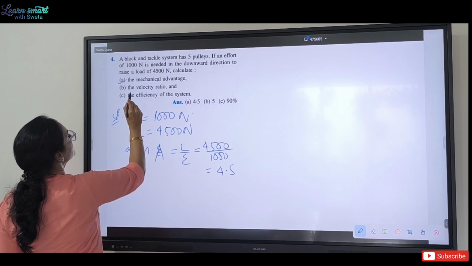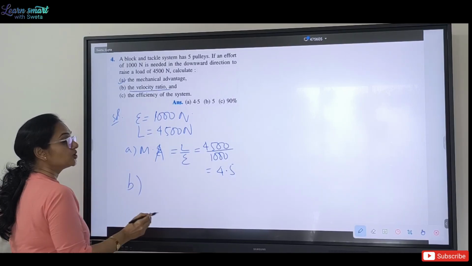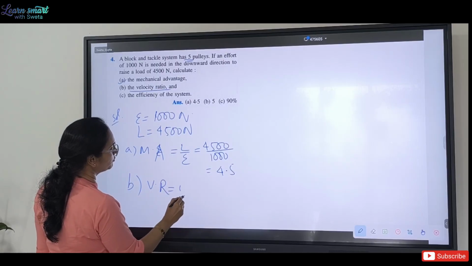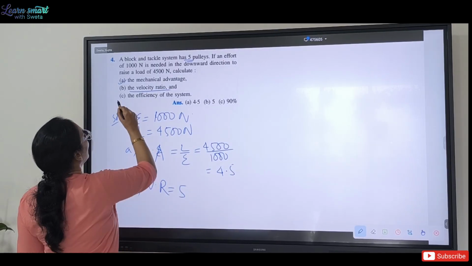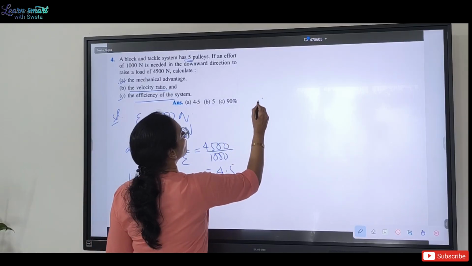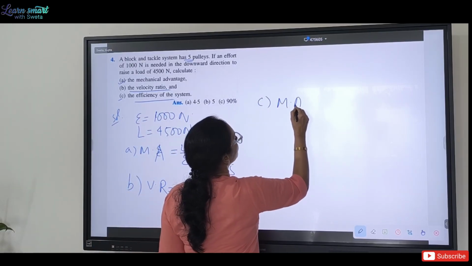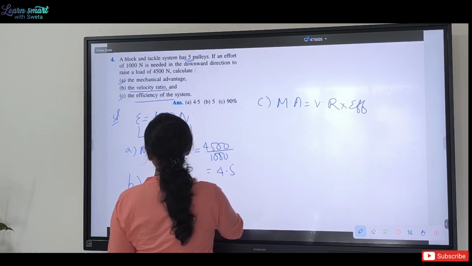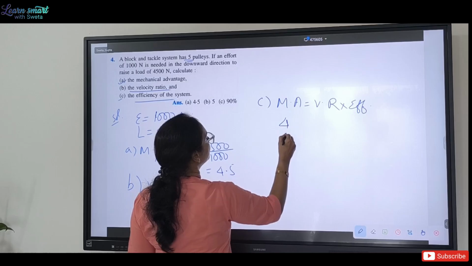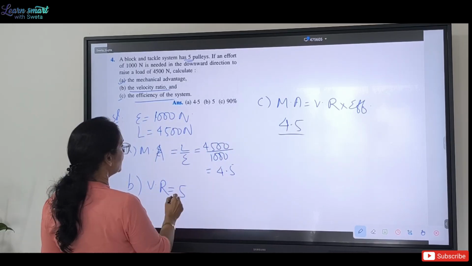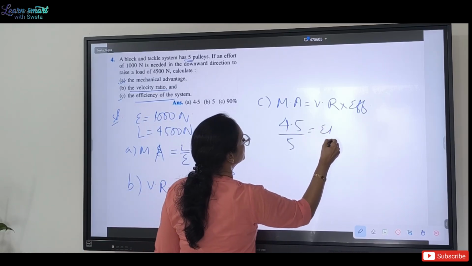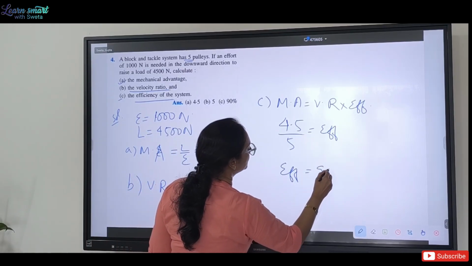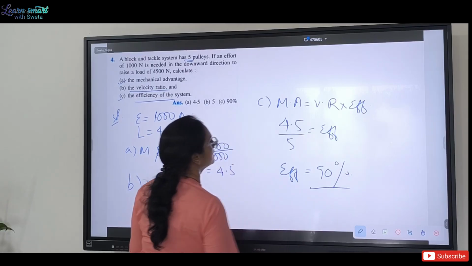We got mechanical advantage. Now we have to calculate velocity ratio. So again remember, number of pulleys is 5. So velocity ratio will be equal to 5. Right? You have to remember that. And efficiency of the system. So same formula we will apply. Mechanical advantage is equal to velocity ratio into efficiency, which means mechanical advantage we have got 4.5 and velocity ratio is 5. This is efficiency. If we solve this, we will get 90%. So efficiency is equal to 90% is the answer.